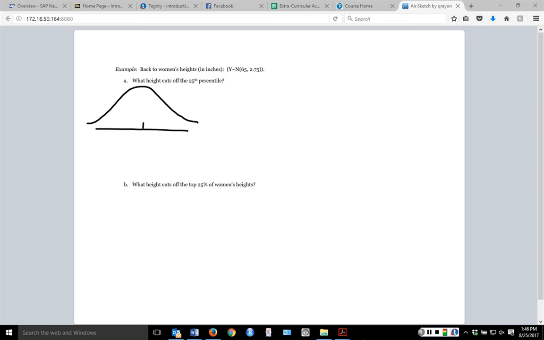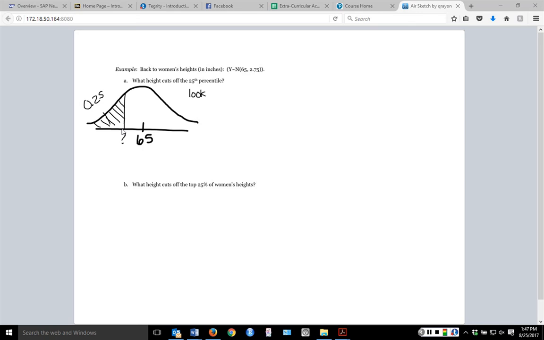So we had our heights of women being 65, so we're centered there. The bottom 25th percentile, so 65 is considered the 50th percentile since half of the data is below it. Percentile is always telling us below. So the 25th percentile will be somewhere on this side of the mean. So we know we want this area to be 25%, where that's our goal defined.